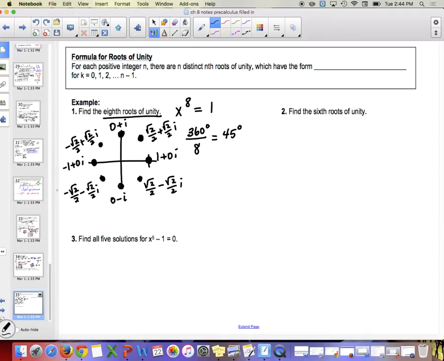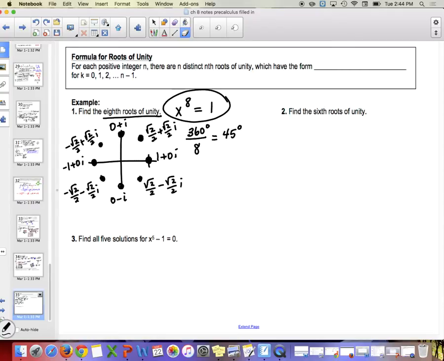So if you had solved x to the 8th equals 1, like we did in Algebra 2, and you tried to factor it, it would be kind of tricky with the x to the 4th plus 1. You would get 8 solutions, and those are the 8 solutions that you would get. Does that make sense? All right.